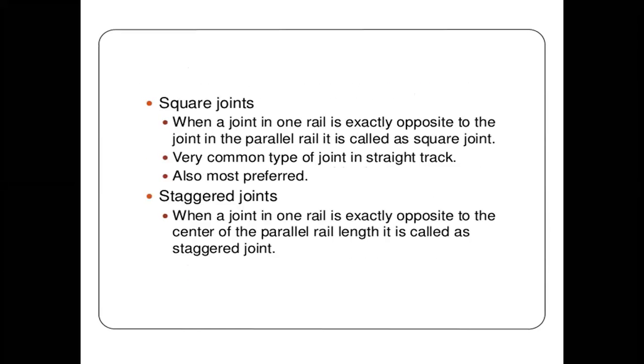What is a square joint? When a joint in one rail is exactly opposite to the joint in the parallel rail, it is called a square joint. This is a very common type of joint in a straight track.